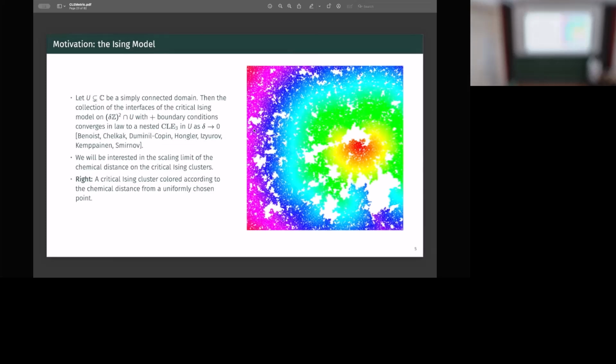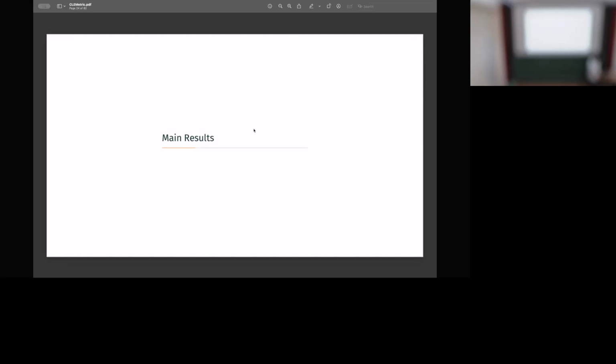Okay, so now we will construct a metric on this CLE carpet, which is conjectured to be the scaling limit of this chemical distance on these Ising models and also many other models. So let's go over some results. First, I want to remark that our work is hugely inspired by previous works on the uniqueness of Liouville quantum gravity metrics, and especially these following three papers.